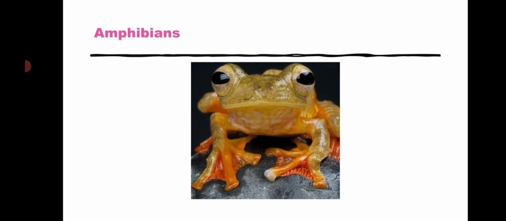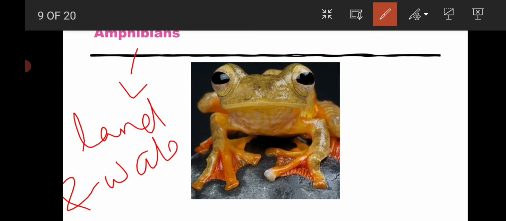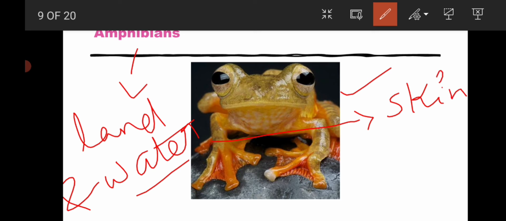Next, coming to the amphibians. You all know that amphibians are those that live on land and in water too. The common amphibian we know is the frog. So how does the frog breathe while in water? While in water, the frog breathes through its skin. The skin will always be moistened for the frog. This moistened skin will absorb dissolved oxygen in the water and they utilize this oxygen for breathing.